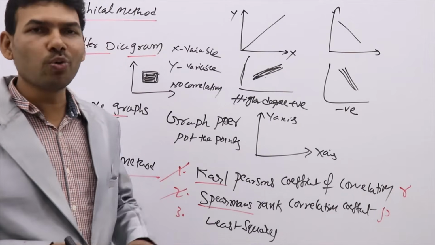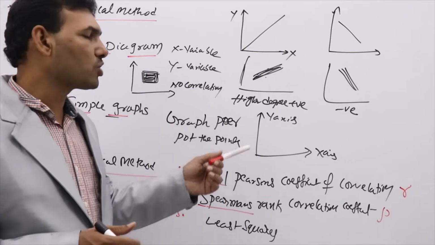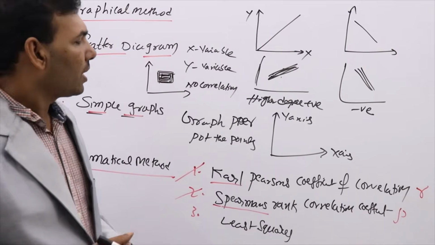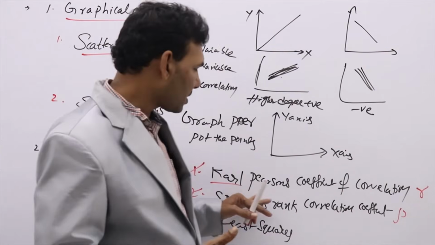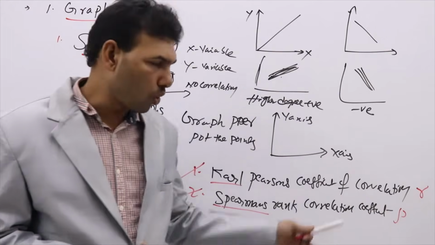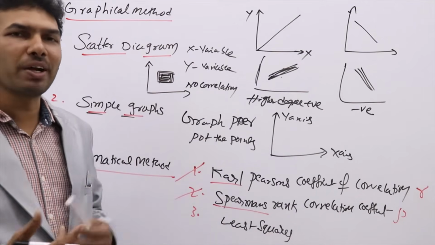Depending on the r value, one can easily decide whether they are positively related or negatively related. That we will discuss in detail with Karl Pearson and Spearman rank. What is the formula for r? What is the formula for rho? That we will discuss by taking one problem.